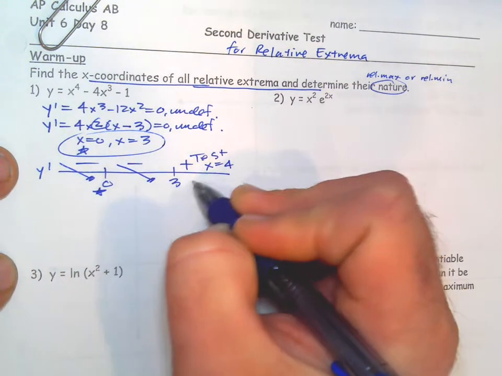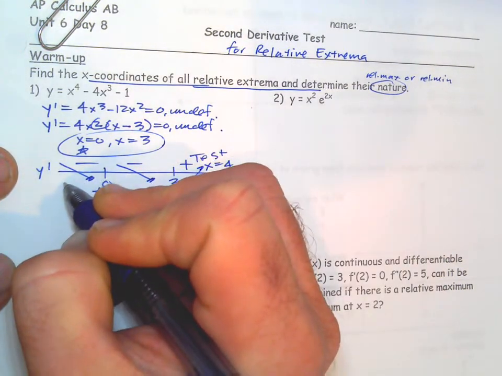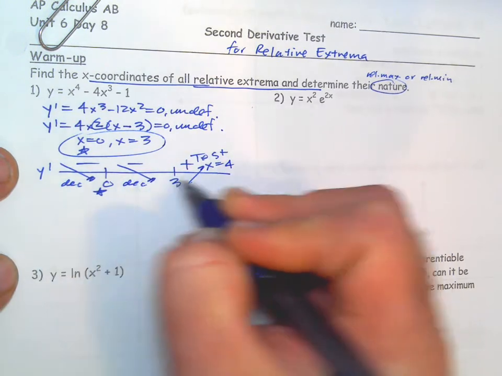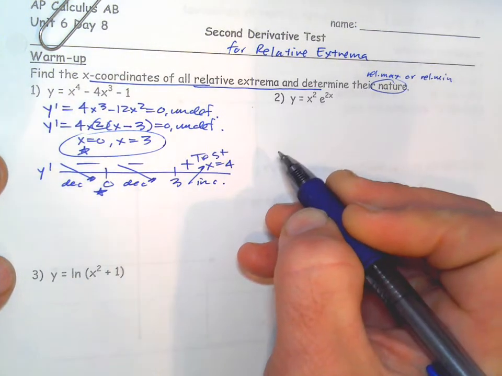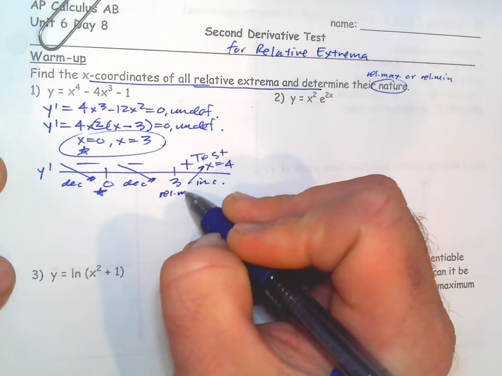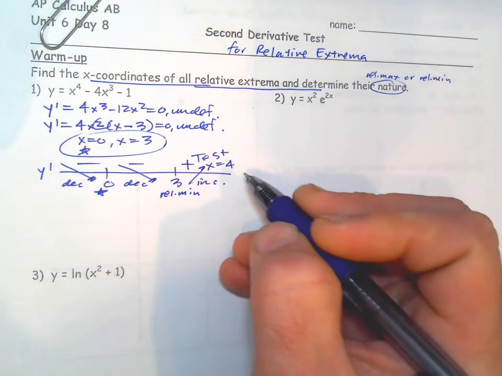I like to draw these little arrows right here because these are all slopes. This is decreasing, decreasing, increasing. And this is a relative min right here. And this is neither. It's like a plateau.